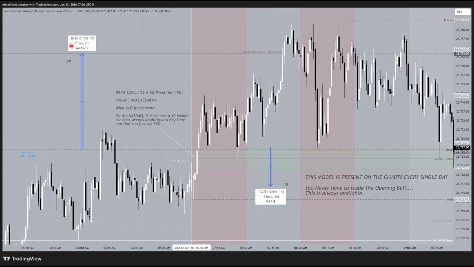It yields 26.25 handles, and your risk there is just 10.75 handles. Asia for the pre-market session, that's good. That's very good. So it's a model that he says is present every day on the charts. You will never need to even trade the opening bell if you have this down to the T.